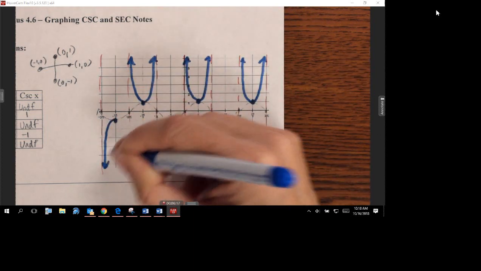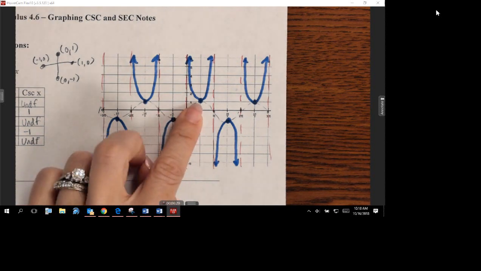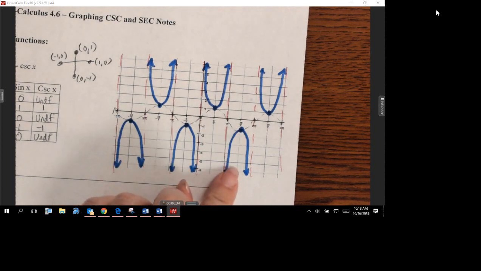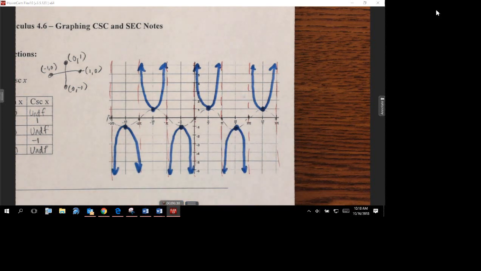Some other things you're going to notice about these is there are two pieces, the one up and the one down piece. The one that is up always, always, always connects to the higher point on the sine graph. The one that opens down always connects to the lower point on the sine graph. They won't open towards each other. They're always open away from each other. So these are pretty easy to graph with the table.